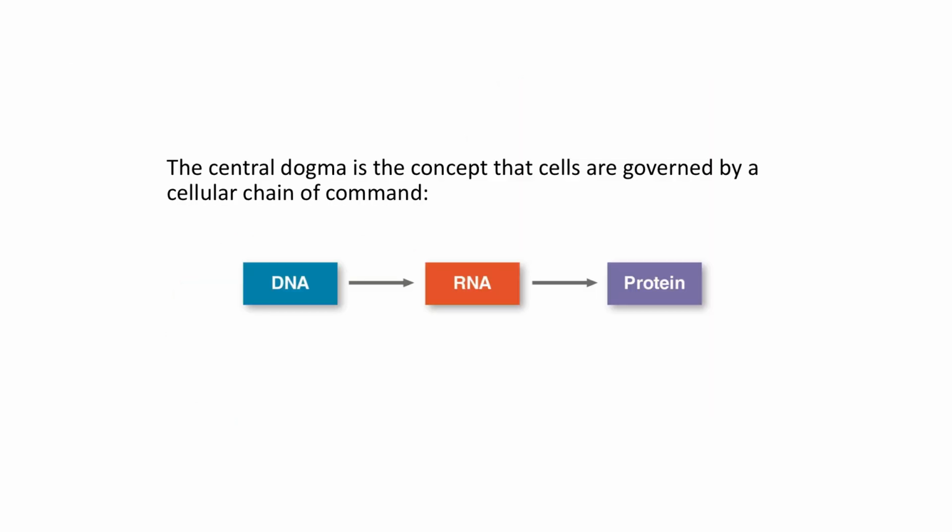We can talk about the central dogma, that is the concept that cells are governed by a cellular chain of command that includes DNA being the hereditary information, being able to be transcribed into RNA, which can then be translated into protein. So it goes from DNA to RNA to protein.